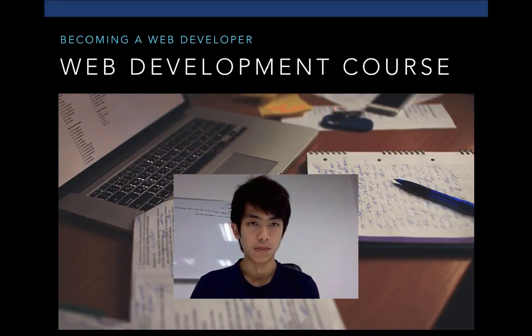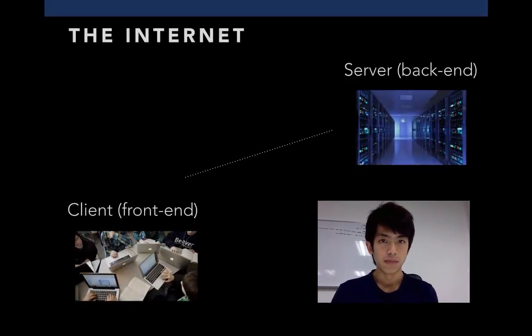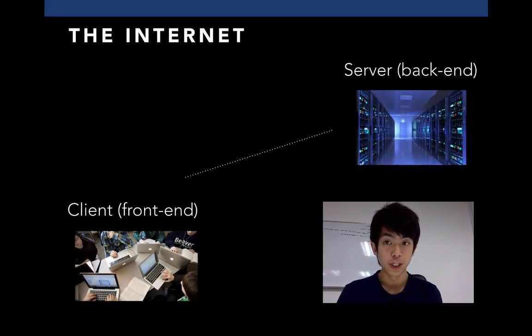Before we learn web development, it's essential that we at least have a rough idea about the internet. There are two things that you need to be able to differentiate as a web developer. They are the client and the server, also known as the front end and the back end. The client side refers to the side where the user browses the internet. The server is the place where the files and data of the website are located.